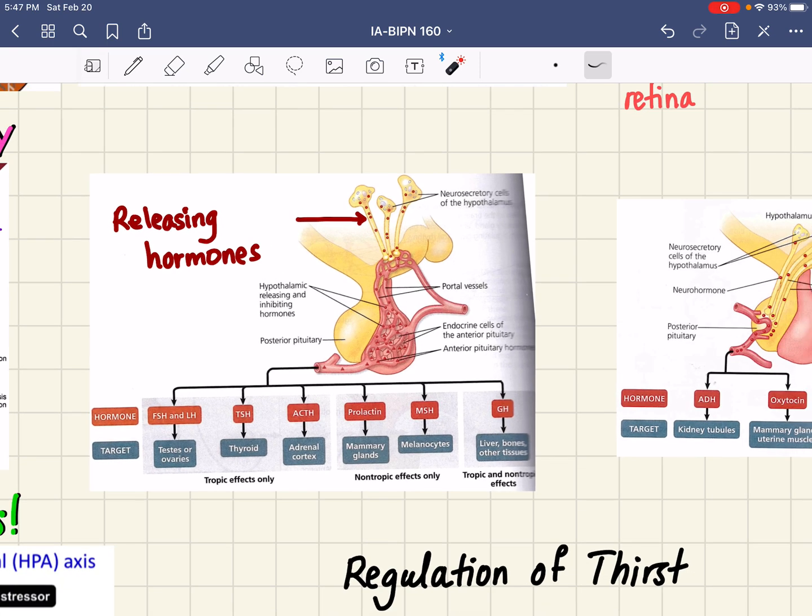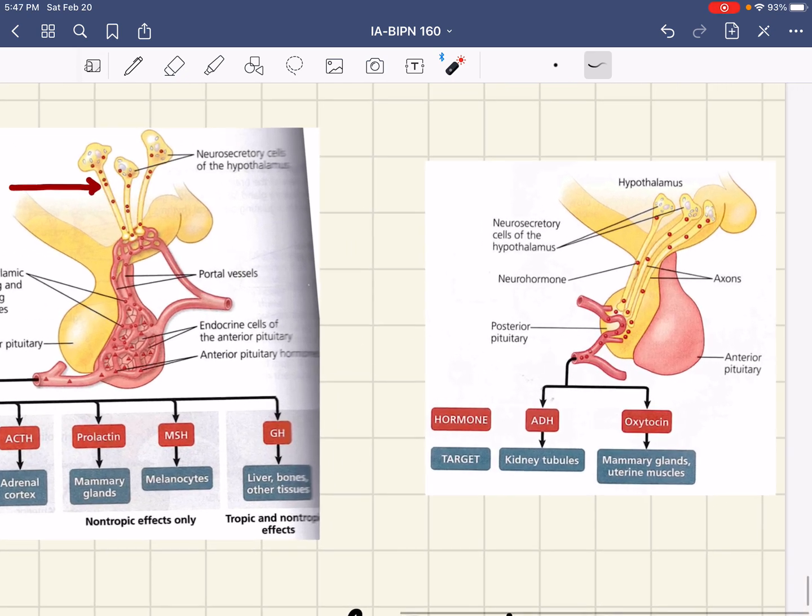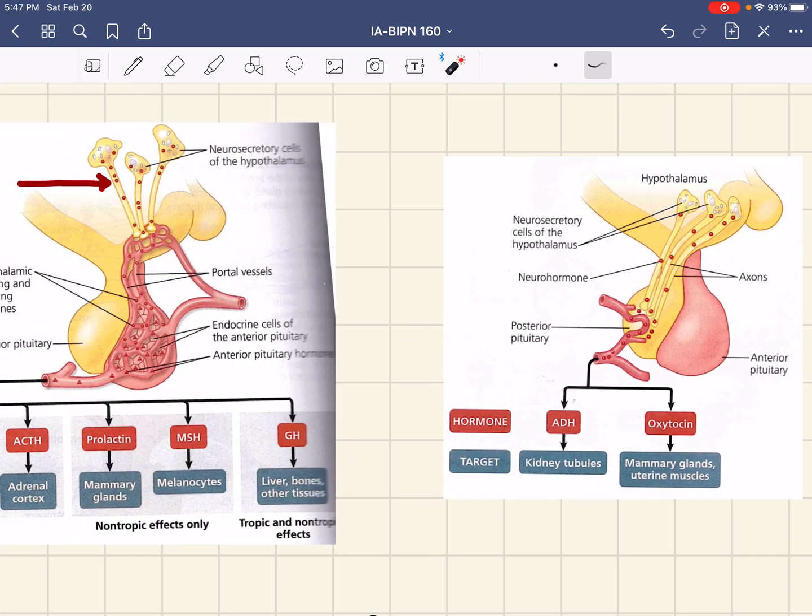Okay, so that was the anterior pituitary, and here on the side I have the posterior pituitary. What's different about the posterior pituitary, as I mentioned previously, is that these neurons don't stop where the pituitary begins. They actually travel all the way down to the posterior pituitary, and they release the hormones that they are making right into here, and those are the hormones that go out into the body.